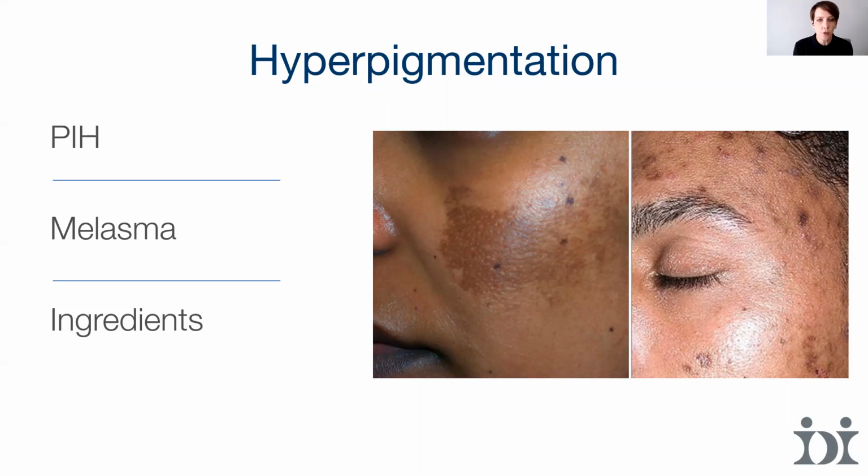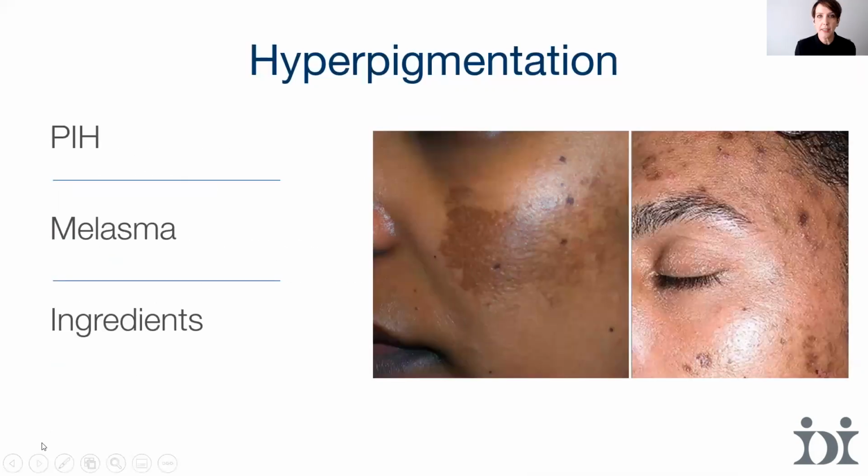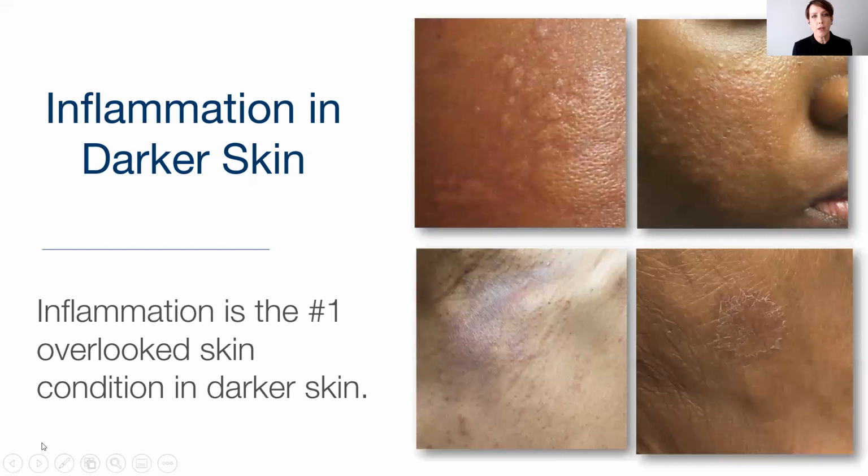I think this is such a great exercise, and what everyone is putting into the chat is fantastic. So you mentioned earlier that post-inflammatory hyperpigmentation is usually, in most cases, stimulated by inflammation. Yes. So with that, we will go into our next slide and talk a little bit about the inflammatory response and why inflammation is the number one overlooked skin condition in darker skin.